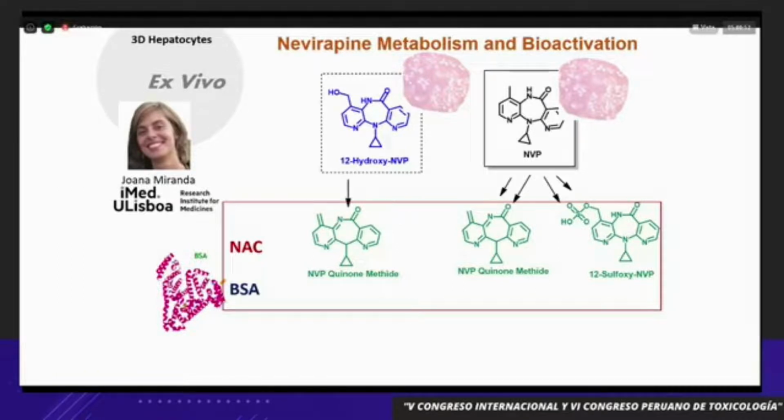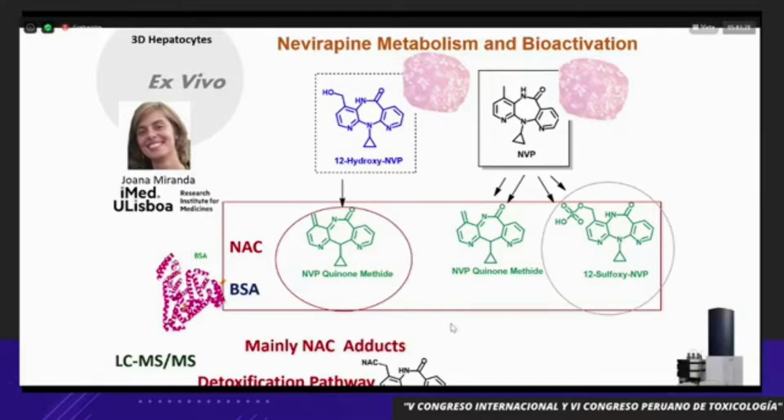So the next step was to investigate the distinct reactivities of these potential reactive metabolites towards different bionucleophiles. So we used N-acetylcysteine to mimic the glutathione conjugation, that is an excretion pathway, and we used the bovine serum albumin to mimic the covalent modification of proteins. And we monitored the covalent adducts formed by high resolution mass spectrometry.